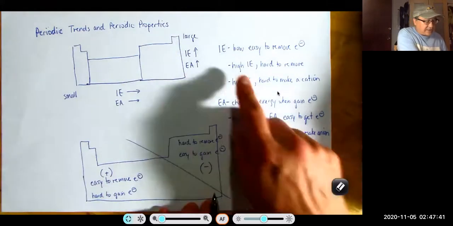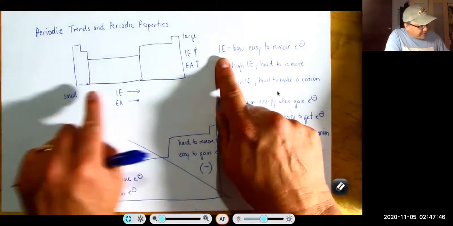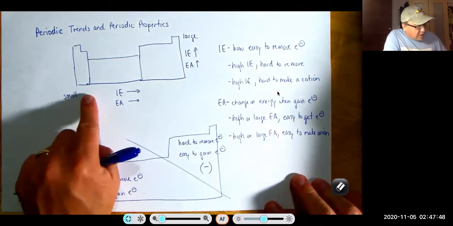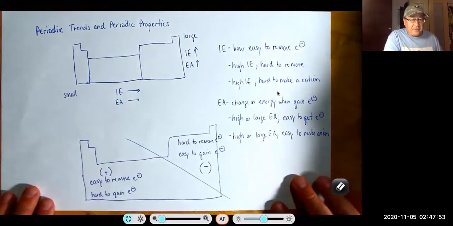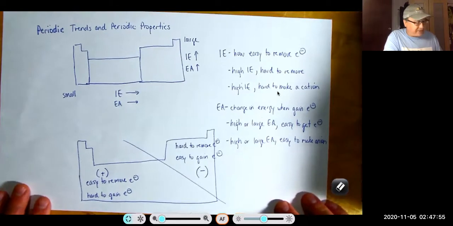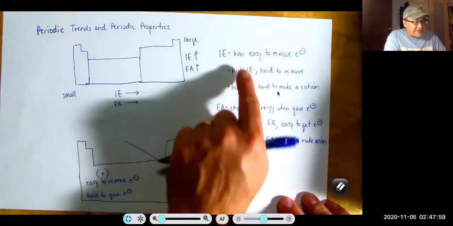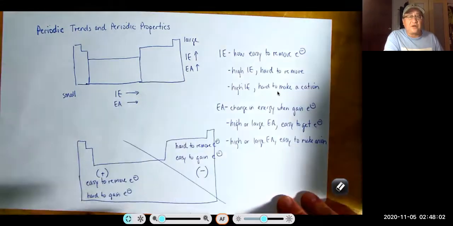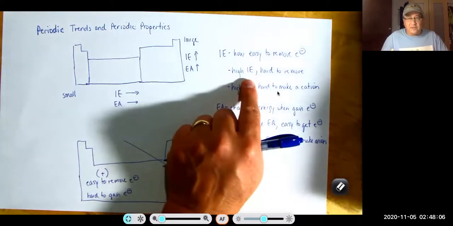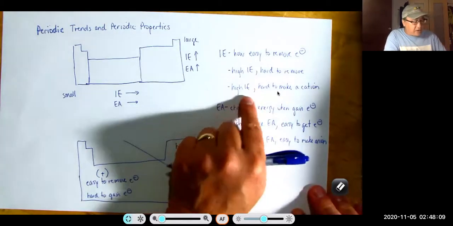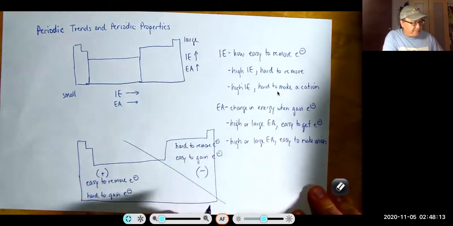So if we take a look at this, let's go ahead and look at the periodic table also over here. We have small ionization energy and small electron affinity. So here's how I want us to think about this. Let's look just at ionization energy. Ionization energy is how easy it is to remove an electron. If you have high ionization energy, it's hard to remove an electron. If you have a low ionization energy, it's easy to remove an electron.